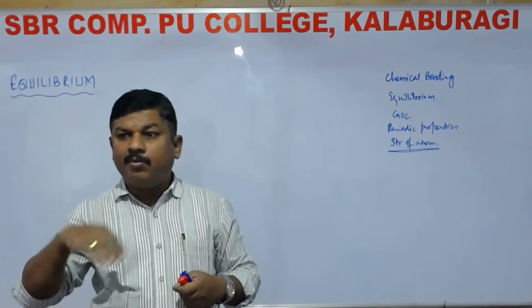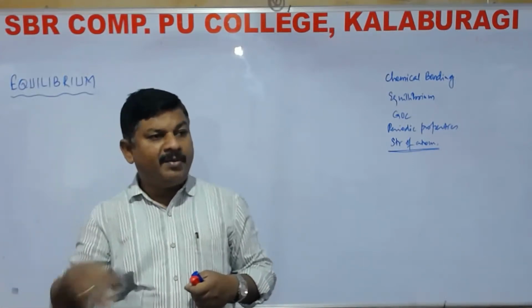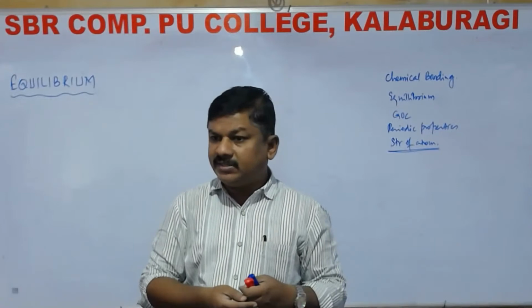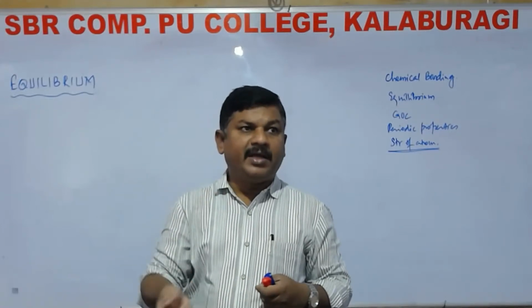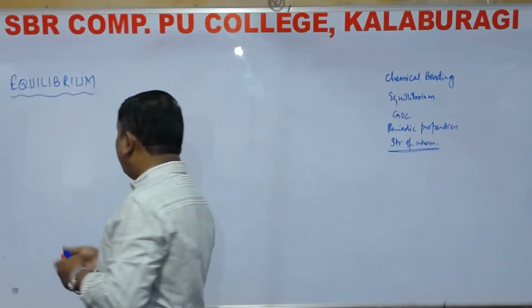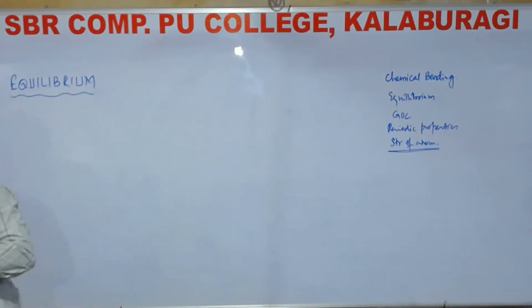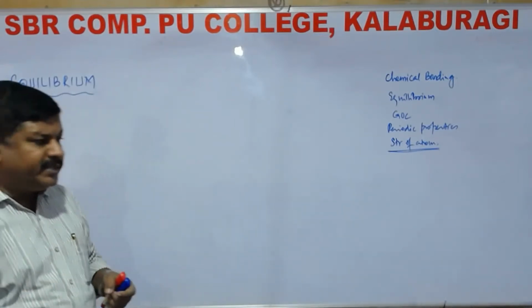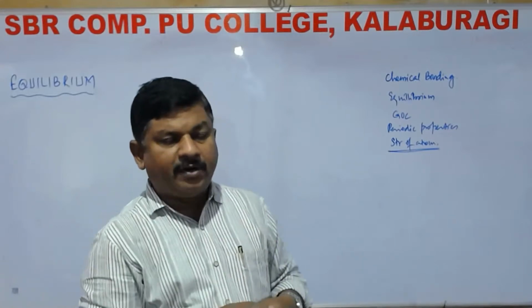We have to discuss homogeneous equilibrium and heterogeneous equilibrium. After that, the characteristics of equilibrium and the meaning of equilibrium constant. We will come across a constant called the equilibrium constant. Important properties are going to be there.